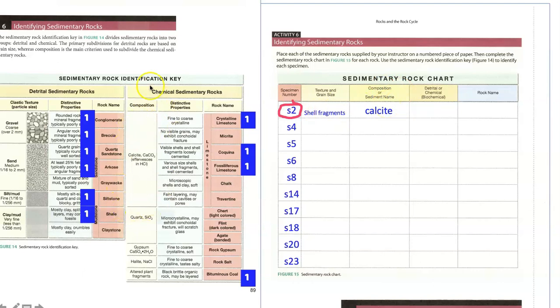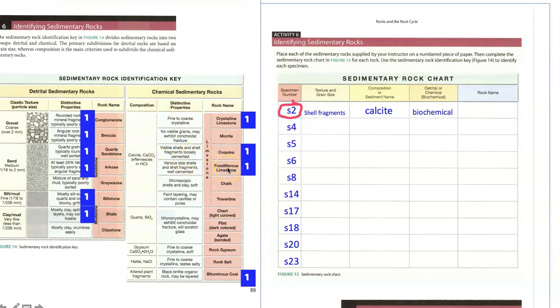And so since we have calcite, we know we're in this part of the table. We're under chemical sedimentary rocks, and in this case we could say biochemical because we know we have shell fragments and that's biological. And then we have to look at our choices. I've already made it easy because there's only 3 to choose from. There's a crystalline limestone, which does not have fossils. There's a coquina, which has visible shells that are loosely cemented together.